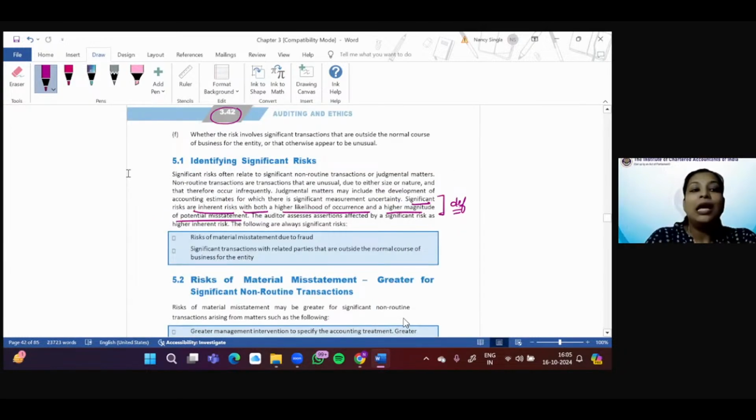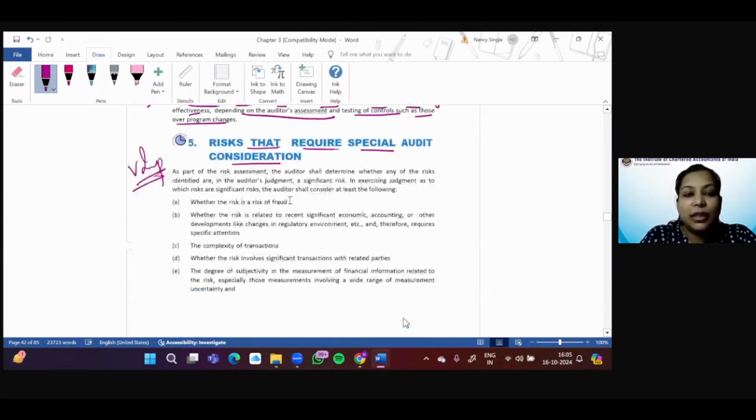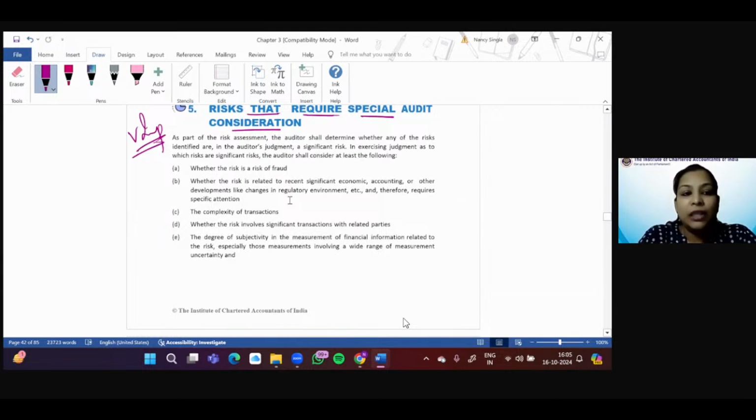Now, when the auditor is considering whether a risk is significant or not, the auditor is going to consider various factors. As a part of risk assessment, the auditor shall determine whether any risk identified is, in the auditor's judgment, a significant risk. In exercising the judgment, there is no outline as to which specific risk is significant or not. It all depends upon the auditor's judgment. But when making that judgment, he will consider certain things: okay, this relates to fraud, this is going to be significant.